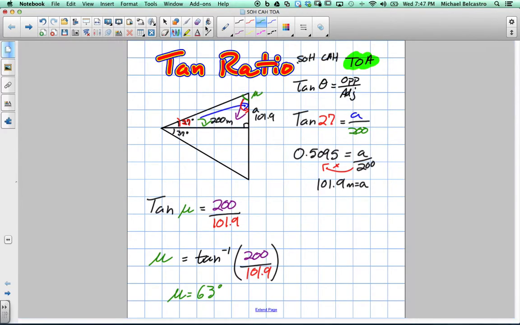If that's the case, this should make sense, right? If this is 90, these two, 27 and mu, have to equal 90. Well, 27 plus 63 gives us 90. Perfect, two 90s, that's 180. So we know that was right. So we used tan to solve for a side and for an angle.